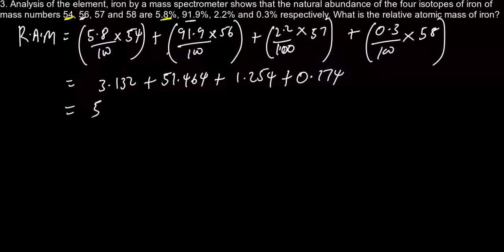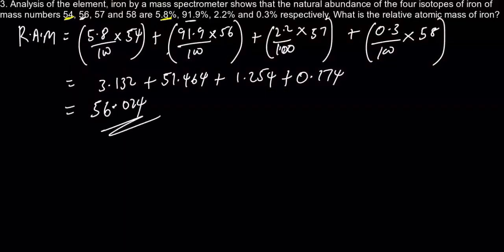Then this gives me 56.024, which is the relative atomic mass of iron. Next, the relative atomic mass of element Z is 10.2.